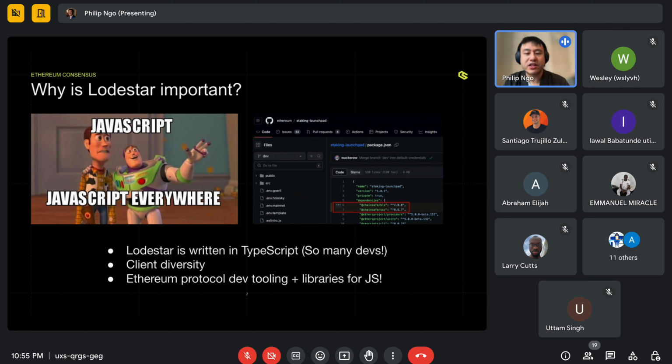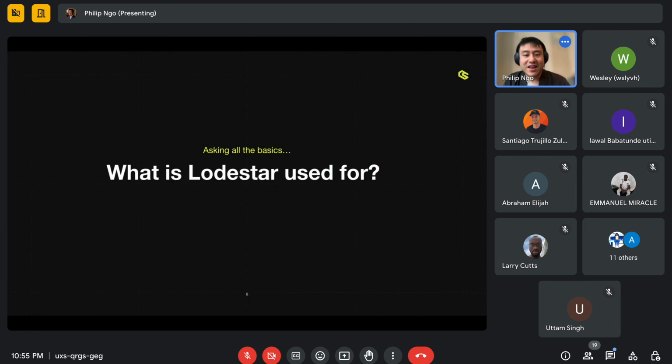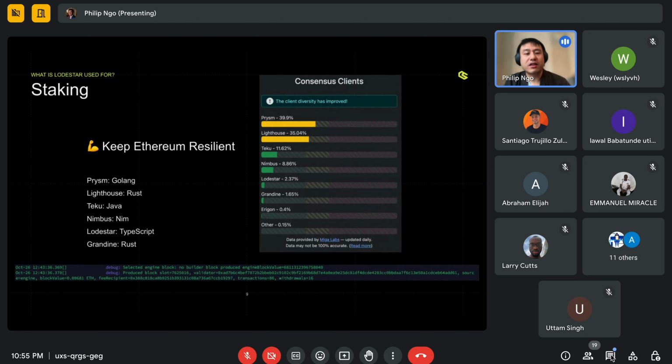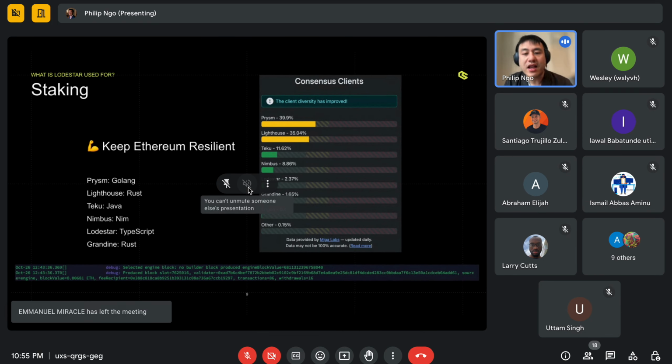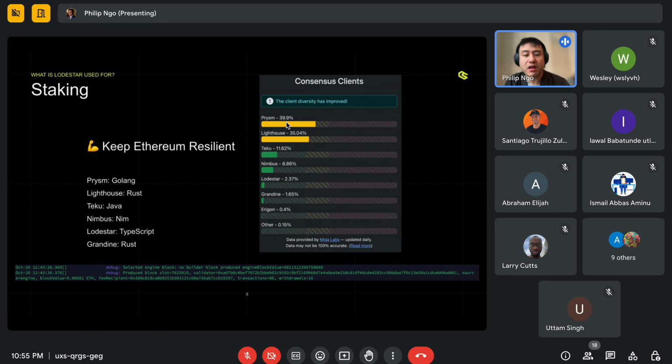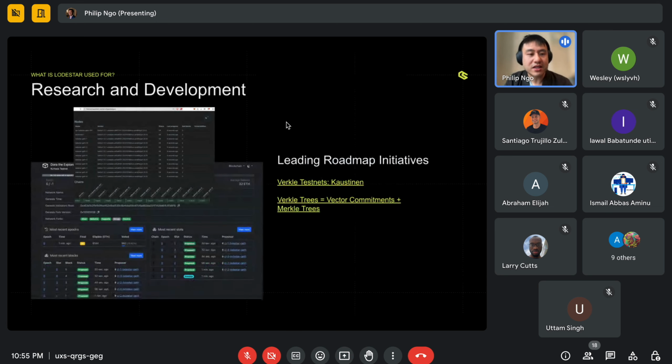So we contribute to client diversity. We are the smallest right now of the 4 consensus clients in terms of usage. So there's a lot of room here for improving client diversity. So if you are a staker, or if you've ever done anything in relation to that, run Lodestar. So what is Lodestar used for? Well, keeping Ethereum resilient, because altogether these client teams are what keeps the blockchain running. So here are the different consensus clients that I've laid out here. As an example, we are the TypeScript client, and yeah, those other ones exist.